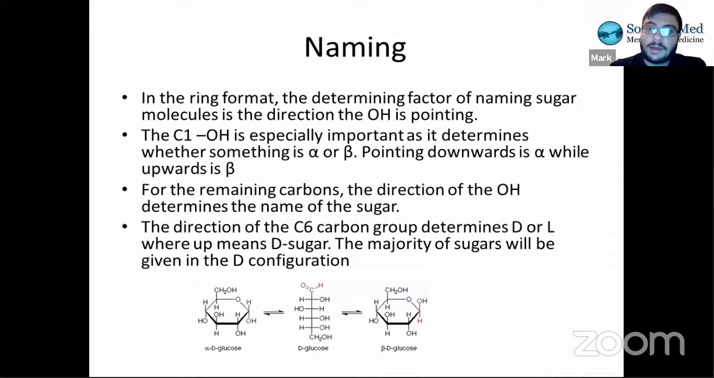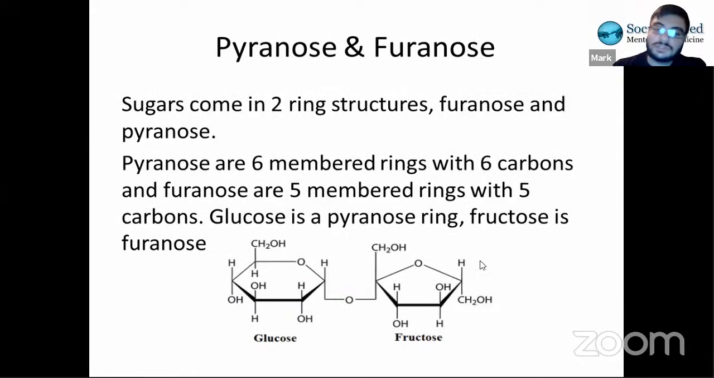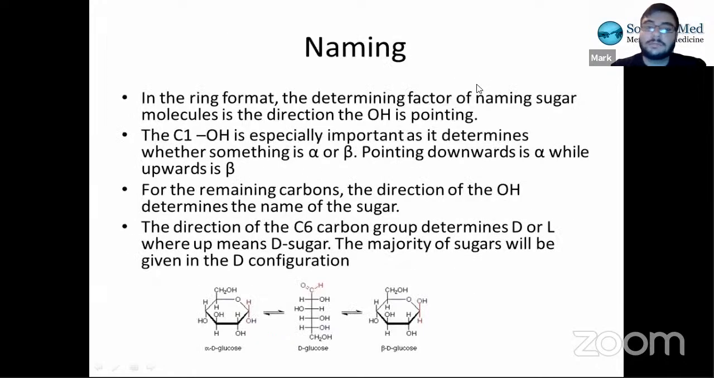Next, we want to talk about how to actually name these. So in the ring format, the determining factor of naming a sugar is the direction that the OH is pointing. So if you see here, some of these OHs are pointing up and some of these are pointing down. This is extremely important because if you reverse it, it's a completely different sugar, a completely different molecule, at least in this ring structure. And that's how we name it.